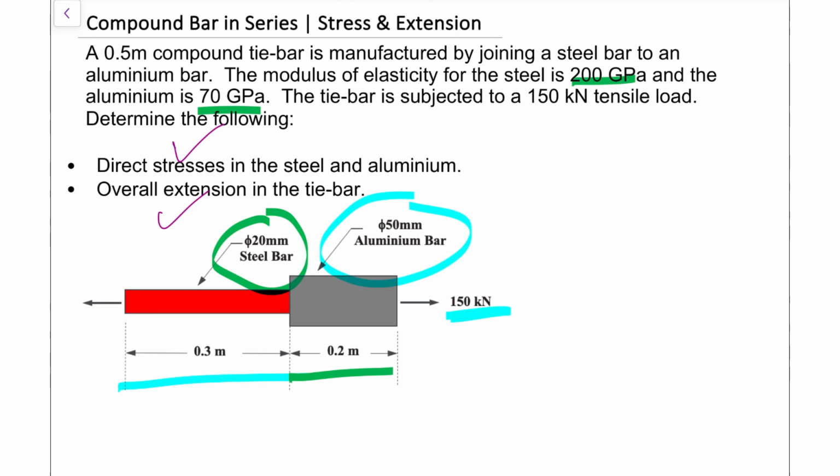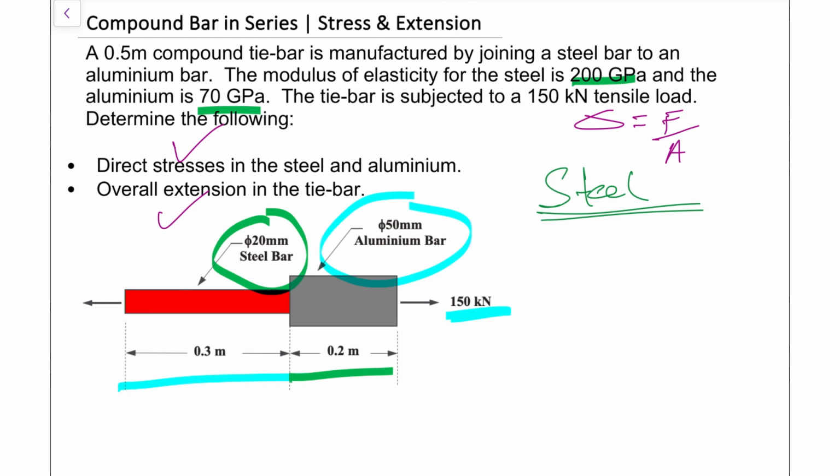So we're going to start by finding the stress in each of the materials, and the formula we'll start off with is this one. Stress is equal to force divided by area. So that's what we want to use ultimately. Let's start off with the steel bar and work our way through, finding the stress in the steel bar and the stress in the aluminum bar.